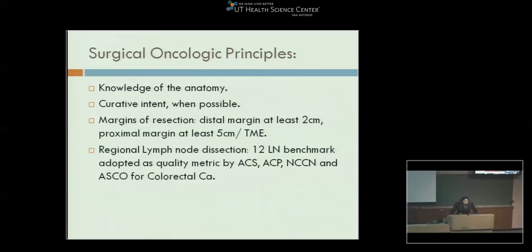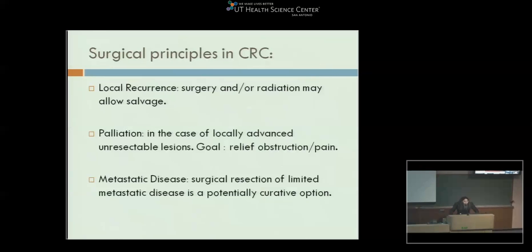Regional lymph node dissection is also important, to the point that a minimum of 12 lymph nodes is considered a mark of quality for our specimen. In the case of local recurrence, you should consider surgery with or without radiation in order to allow salvage. There's also palliation in the case of locally advanced unresectable lesions, with the only goal in this case of relieving obstruction or pain.